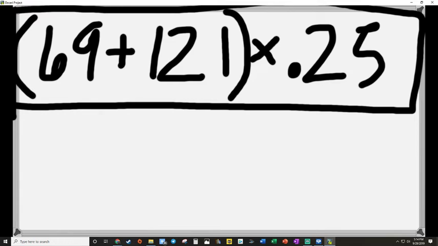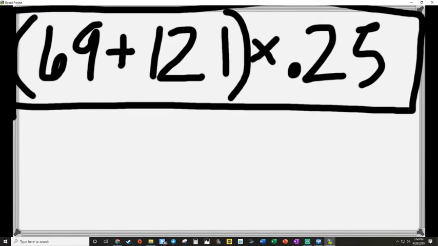Alright, we would add Frank's earnings first, which is what puts us in the parentheses, because if we don't do that, we'd have to do multiplication first. So we want to add the earnings first, alright, then multiply. By doing the parentheses around 69 plus 121, it forces us to do that first.